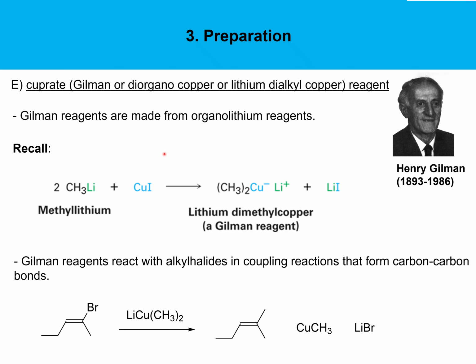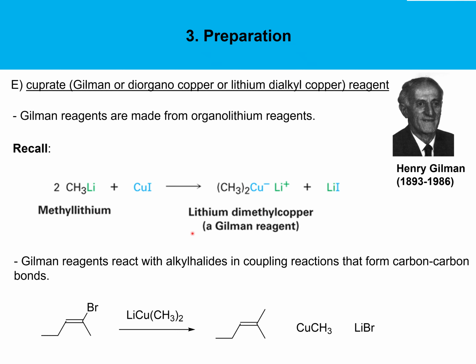So this is a reaction that is typically covered in Organic Chemistry 1, but let's review the reaction. If we take two equivalents of an organolithium and we add copper iodide, we can make a Gilman reagent, which is lithium next to a copper that has two alkyl groups. A byproduct of this reaction is lithium iodide.